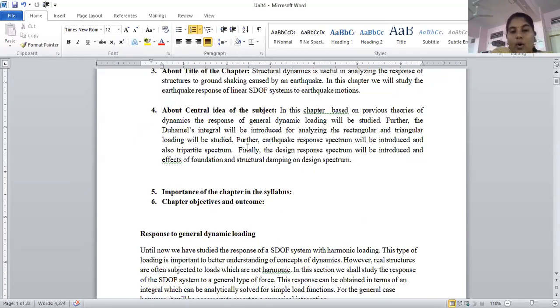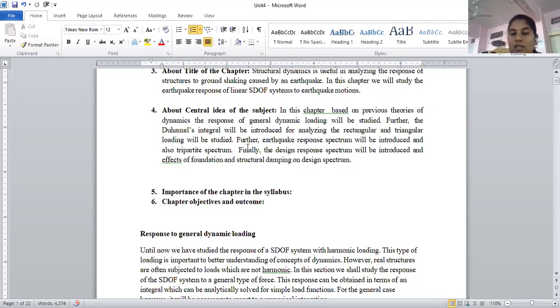Below this, write down about the central idea of this chapter. In this chapter, based on the previous theories of dynamics, the response of general dynamic loading will be studied. So we will see here different types of loading, whether a rectangular loading or a triangular loading, and how it affects the structure with respect to the dynamic loading that we have to study.